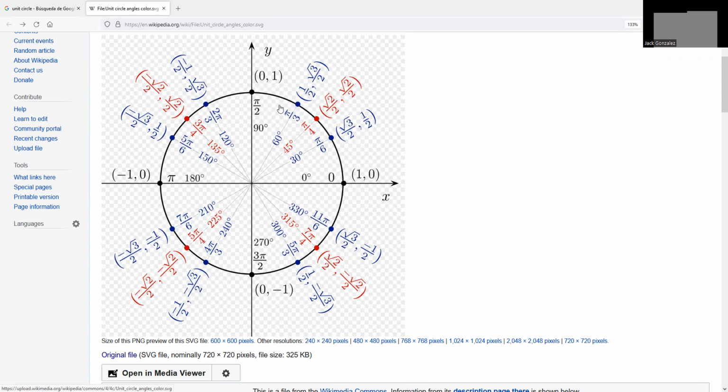So sine of 2 pi thirds would be the y value. Cosine of 2 pi thirds is the x value. So you just write down the x, write down the y. Tangent, you would divide y over x. So you would divide square root 3 over 2 by negative half, and simplify that, and that would be tangent.